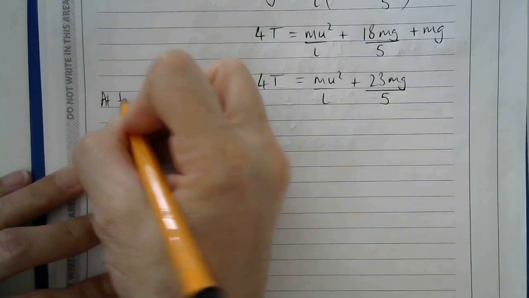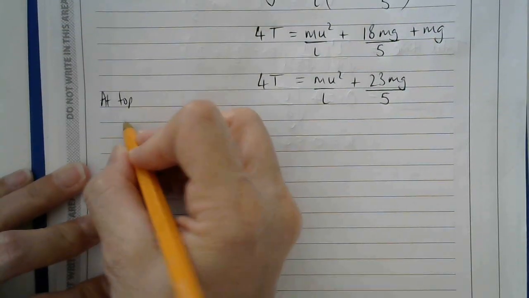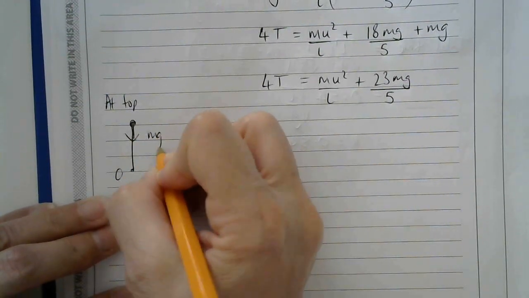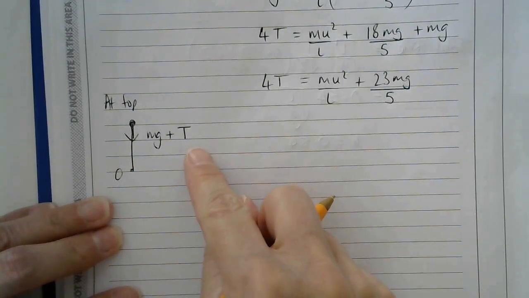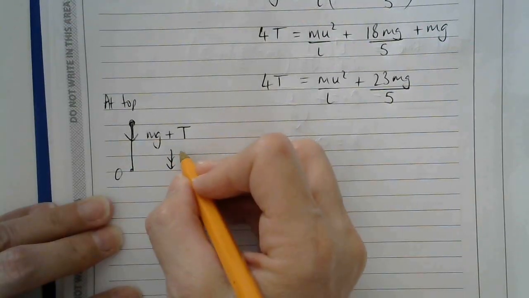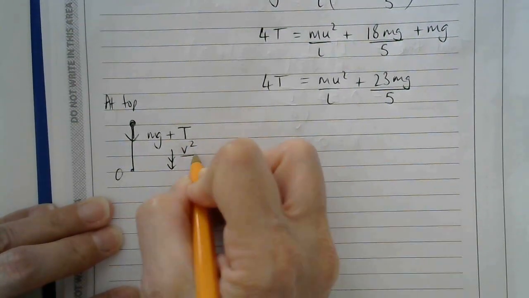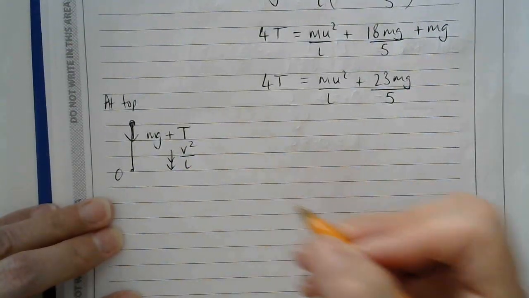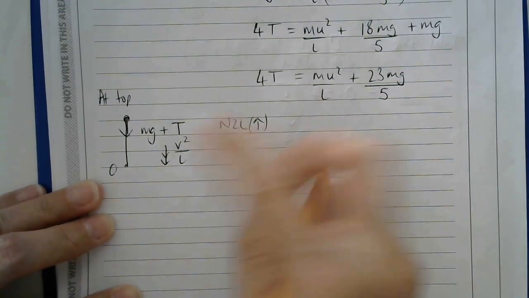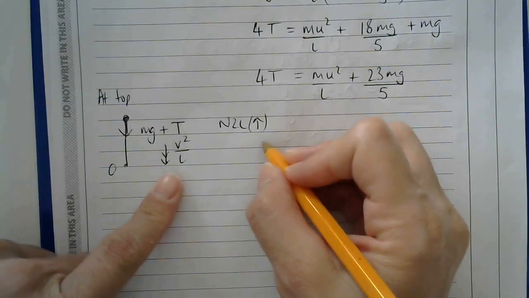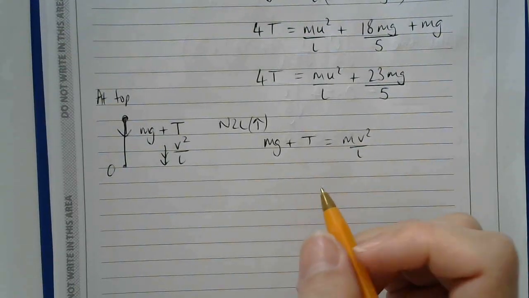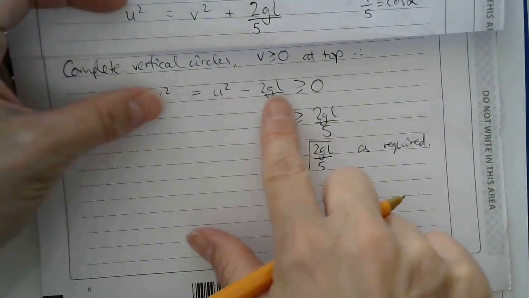So at the top, O is here, the particle is here, and so I'll have the force down of the weight plus the tension, which this time is just t, and again it will be accelerating towards the centre of the circle. The velocity at this point we called v, so the acceleration is v squared over the radius, which is still L. So writing down Newton's second law vertically for when it's in this position, I get mg plus t equals mv squared over L, but this time I know that v squared is this thing here.